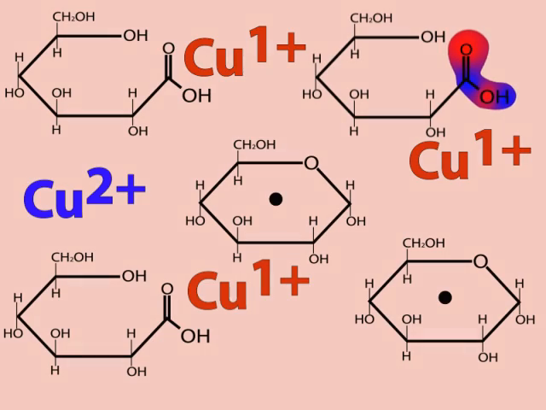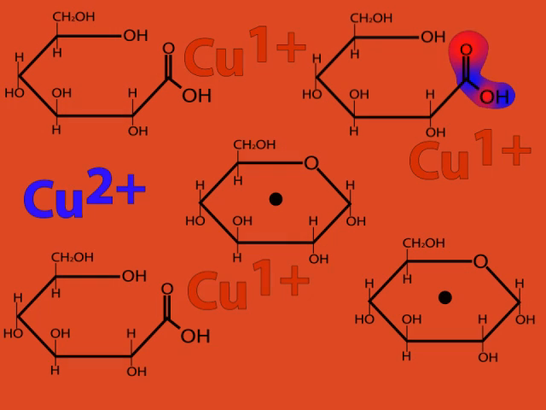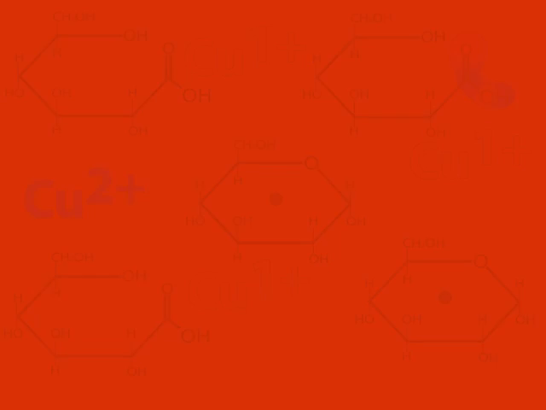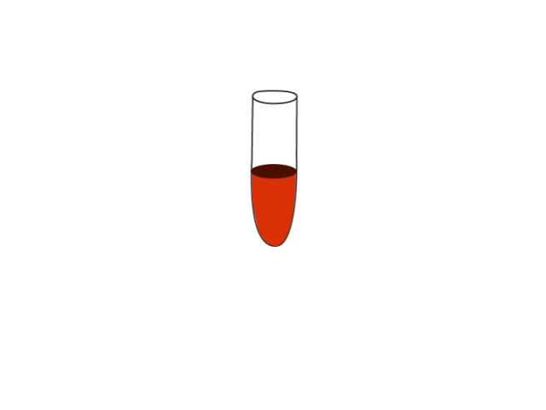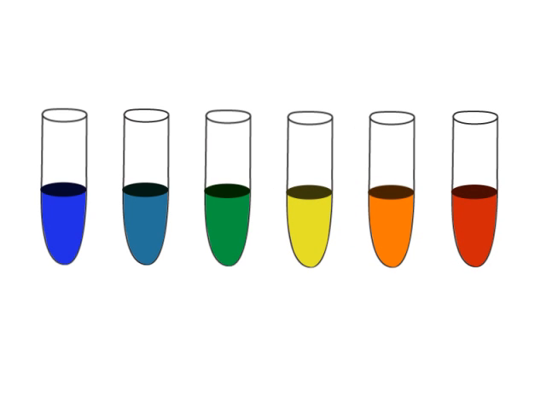As more copper-1 ions are formed, more rust red precipitate is present. This turns the solution more rust red in color. So this would be an example of a test solution that has a high concentration of reducing sugars. However, there is a range of colors that can result from the Benedict's test. The concentration of reducing sugars is shown in increasing amounts from left to right.